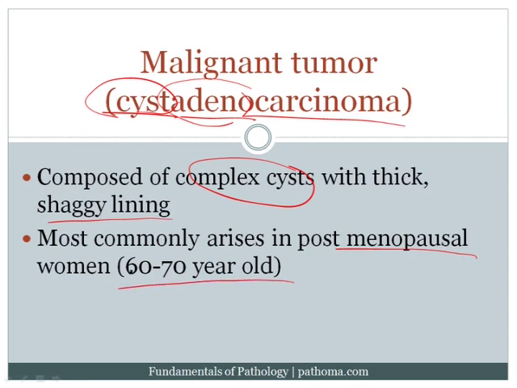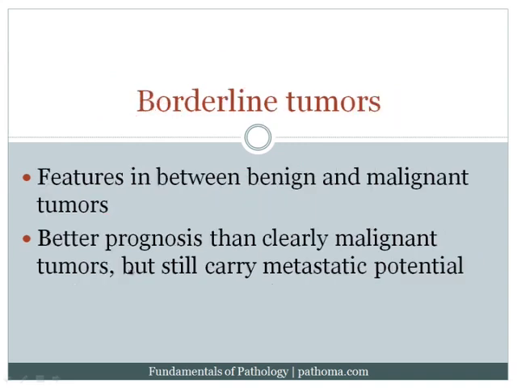There is a third category for surface epithelial tumors, and those are called borderline tumors. The only thing you have to know about borderline tumors is that they have features in between benign and malignant. They are malignant, they have metastatic potential, however, they behave much better than the clear-cut malignant tumors. And so because they're sort of in between, we call them borderline tumors.